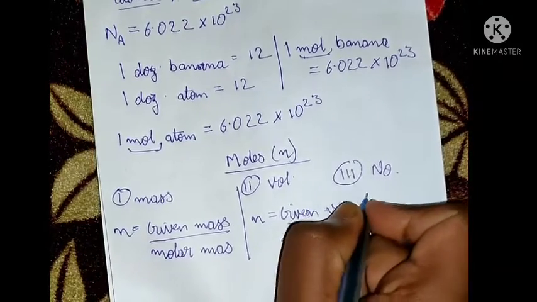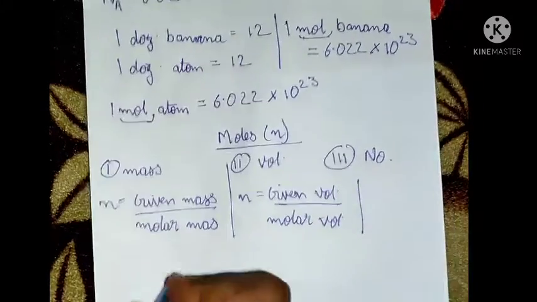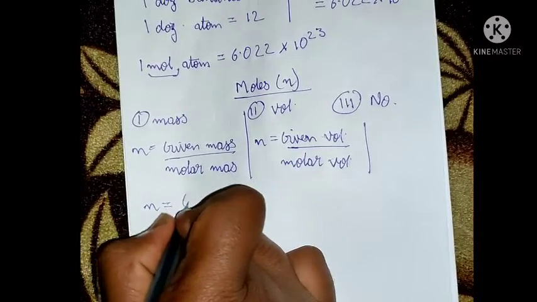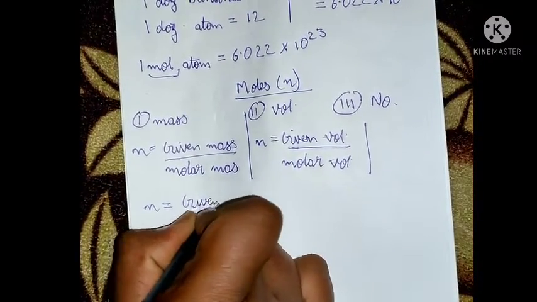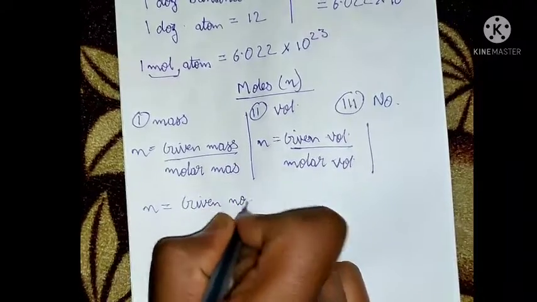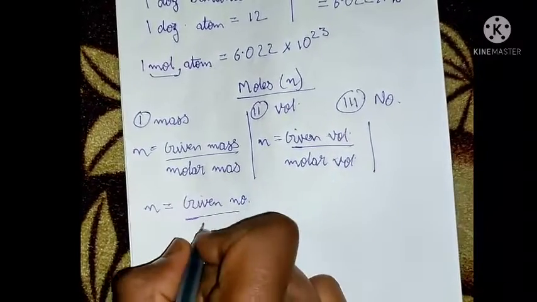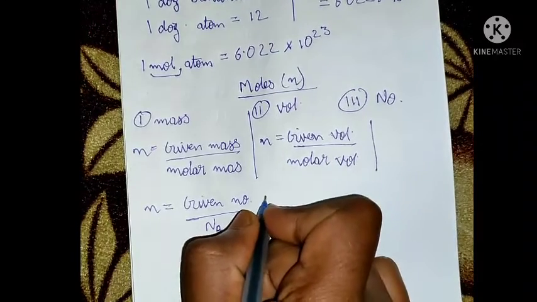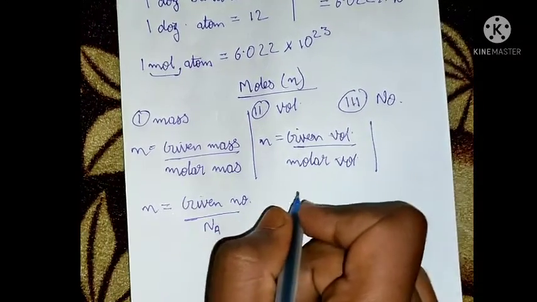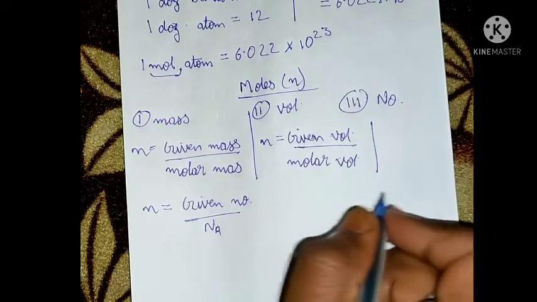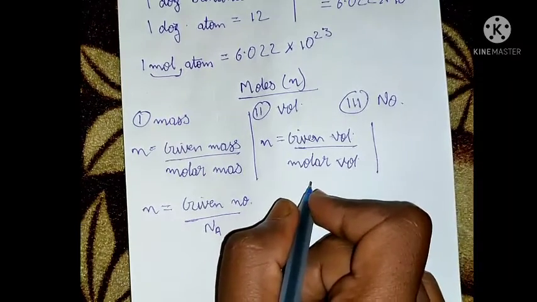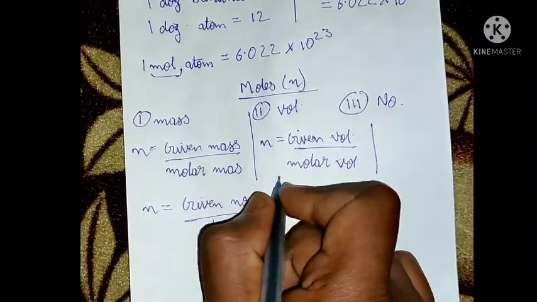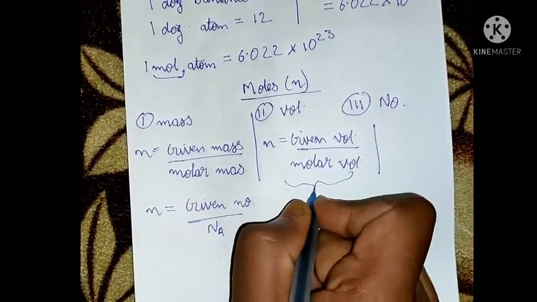And using number of entities also, we can find the number of moles by simply dividing the given number of entities by the Avogadro number. Here entities means atoms, molecules or subatomic particles. One thing which you should note here is that the method of finding mole using the volume is mainly used for the gaseous species.